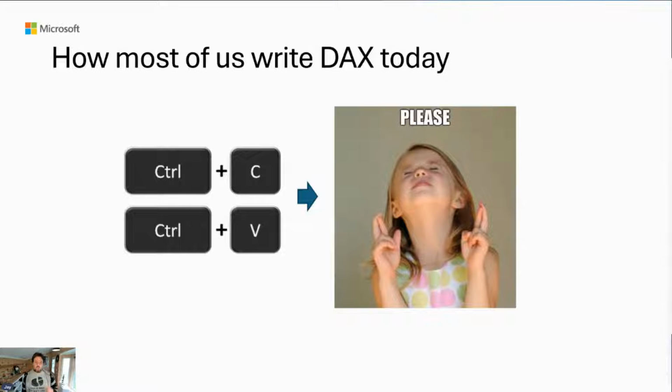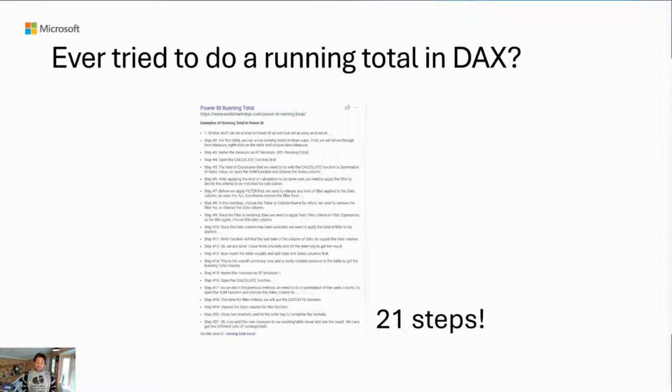But if you started looking at doing a running total or running sum in Power BI, you'll very quickly stumble upon this source, which quotes 21 steps to doing a running total in Power BI. 21. Let that sink in. The leading BI tool in the world, 21 steps to doing something as simple as a running sum or running total. That's 20 steps too many. And this is really where we started thinking, okay, what can we now do? How can we reimagine working with DAX in Power BI to make it better?